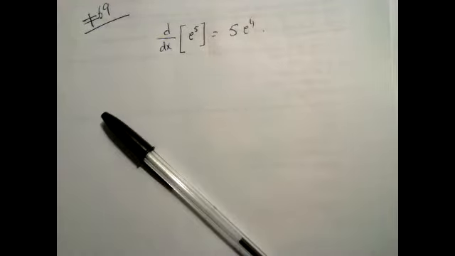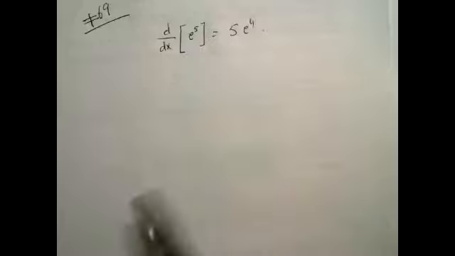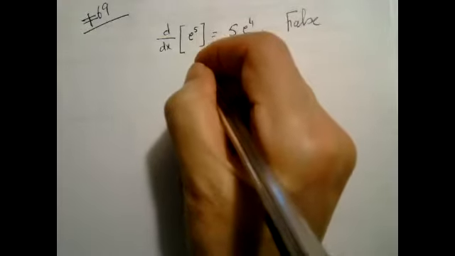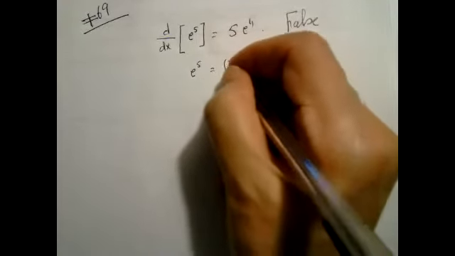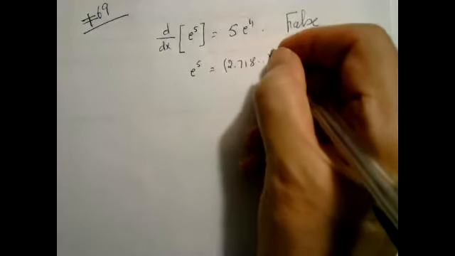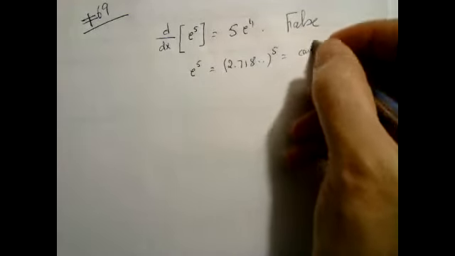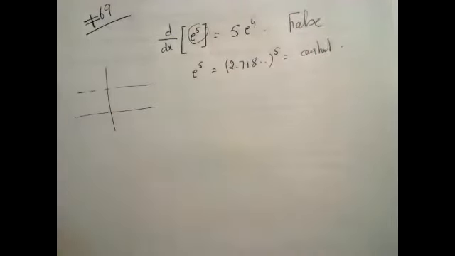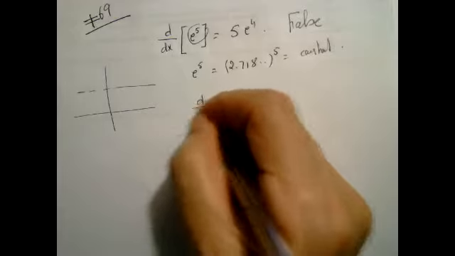True, justify. False, justify. False, because it's equal to 0 because it's a constant, absolutely correct. So this is absolutely false because e to the 5 is just a constant, a number. What's e? E is 2.718. You raise it to the power 5, this is just a constant. It means that if we graph this function, we get a straight line. So the derivative has to be equal to 0.